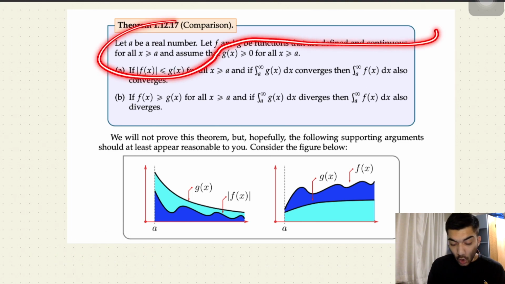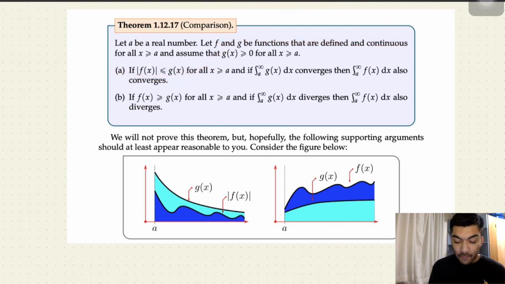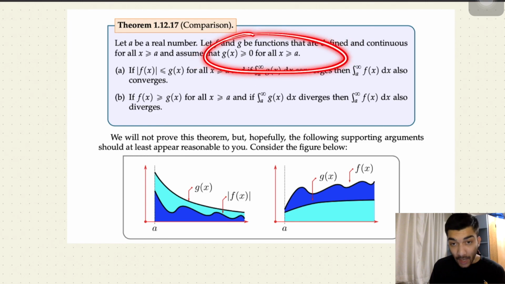After we define all the variables, there is one very important condition that you have to first check before using the comparison test. In the comparison test, what comparison means is that we'll have two functions, and we'll compare one function with another function and then see whether the function for which we are calculating the definite integral converges or diverges based on the second function, right? So for the function which you are comparing your definite integral with, that function should satisfy this criteria over here.